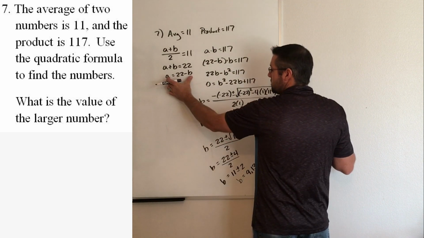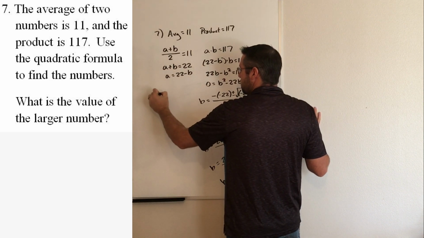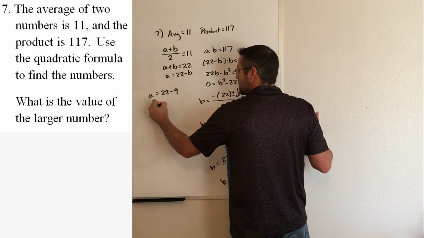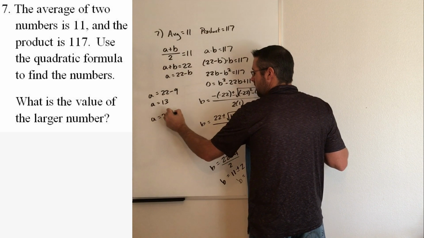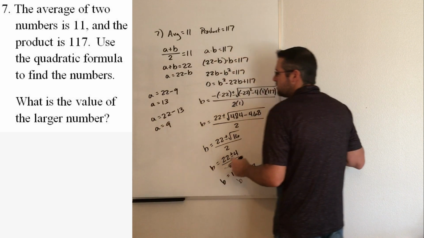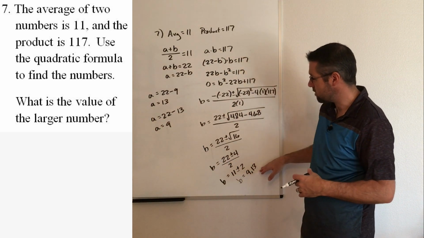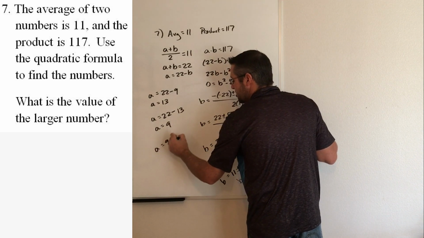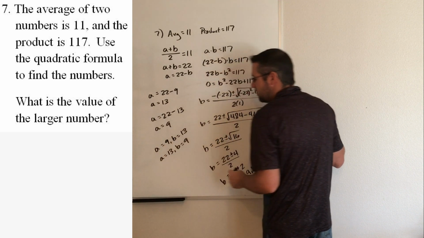Well, I'll use this equation because this is the easiest one to work with. I'll plug the b value in, so I end up with a equals 22 minus 9. So a equals 13. And then the other one would be a equals 22 minus 13, so we end up with a equals 9. So in this case, the a and b values are just the same values that I got here. So we could either say that a is 9 and b is 13, or a is 13 and b is 9.